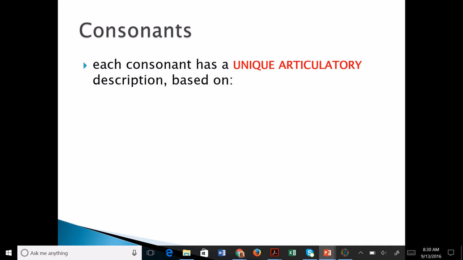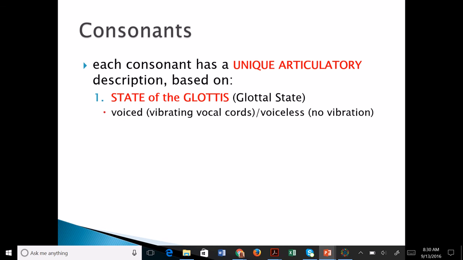And for consonants, there's three basic criteria that we use to distinguish between consonants. The first one is called the state of the glottis, also sometimes referred to as glottal state.